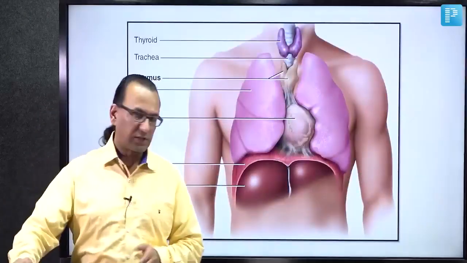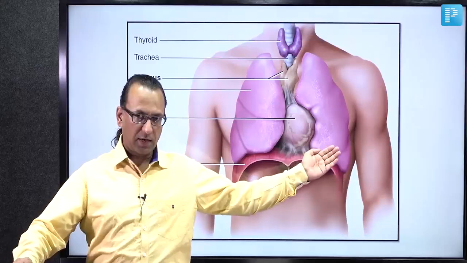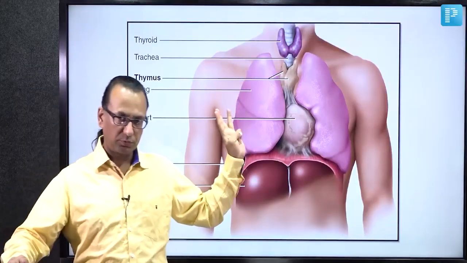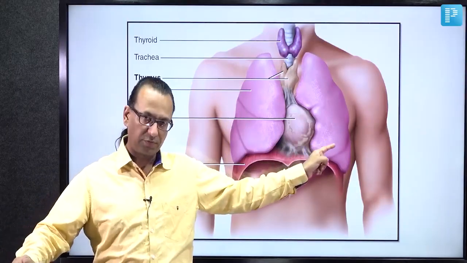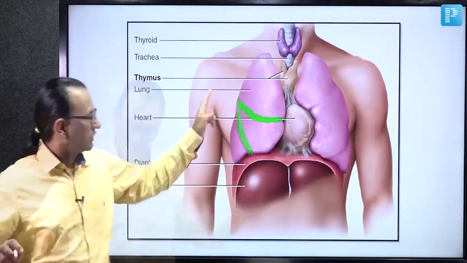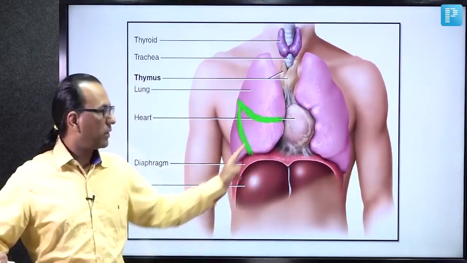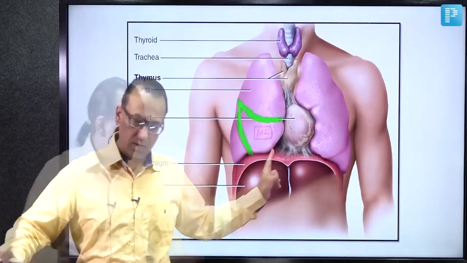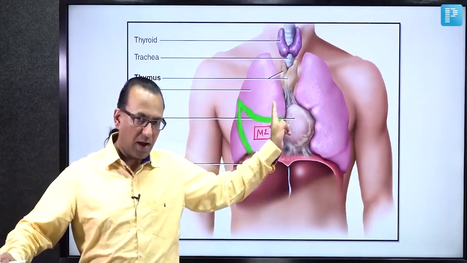Now we are looking at the front view of the lungs, and the right lung will have two fissures, three lobes, whereas the left lung has only one fissure and two lobes. That is the horizontal fissure in the right lung, and this is the oblique fissure. Bounded between the two is the middle lobe of the right lung, and then we have the right upper lobe and right lower lobe.